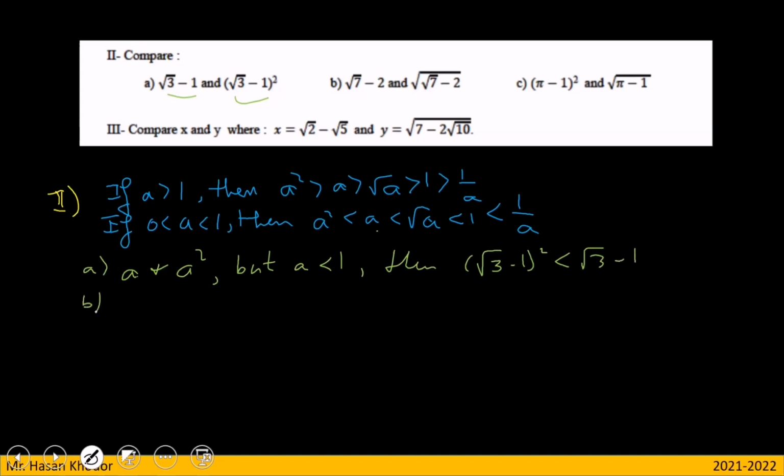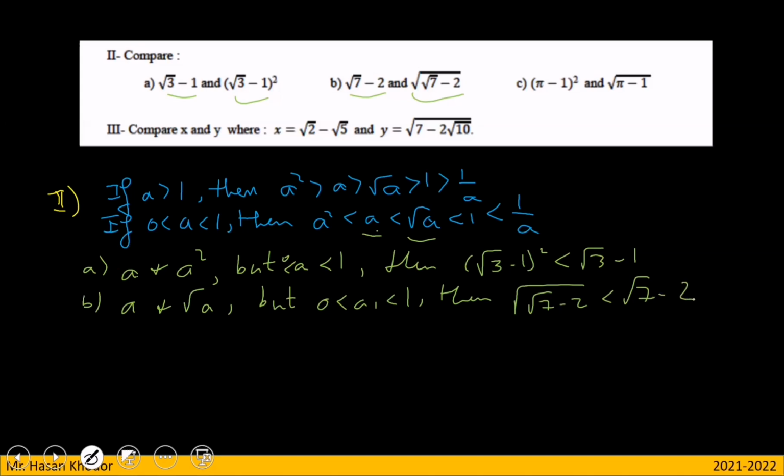Okay, going to part B now. Also, we are comparing a certain number a to radical a, where a is radical 7 minus 2. Radical 7 minus 2 also is a positive number less than 1, so it obeys the second rule. In the second rule, a is greater than radical a. So the radical of radical 7 minus 2 is less than radical 7 minus 2.